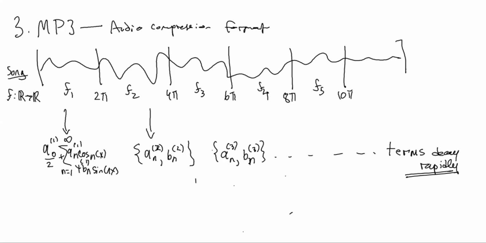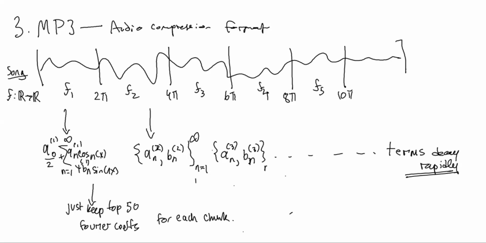And so the idea is, just keep some small number, say 50, of coefficients for each chunk. So you're throwing away information, right? Here you have infinitely many Fourier coefficients, and the compression scheme is just to keep the top few.